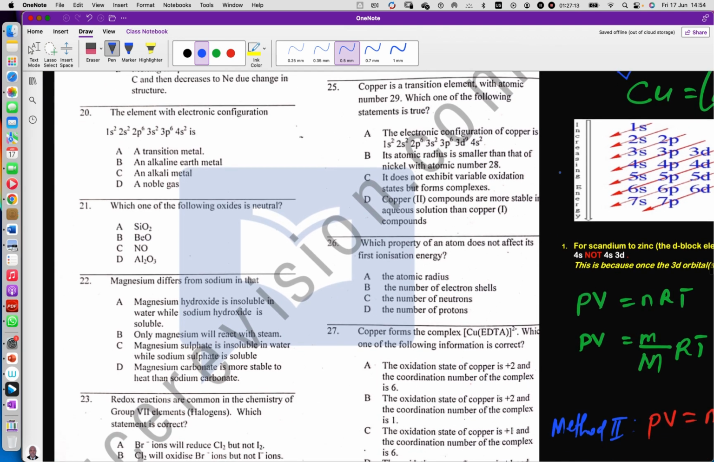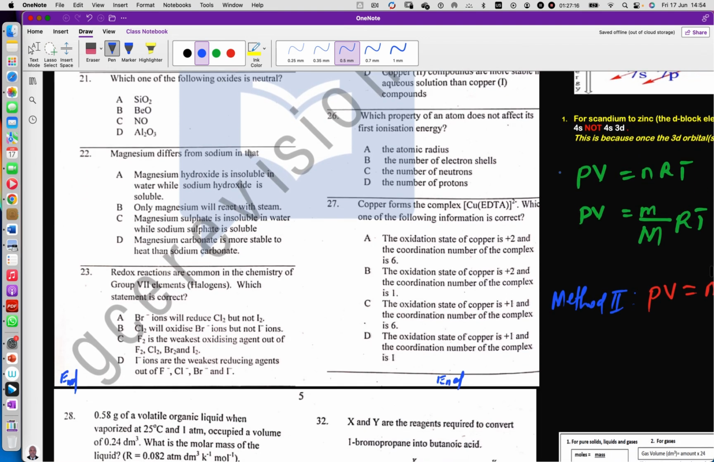It takes us to question number 26. Which property of an atom does not affect its first ionization energy? Remember that there are about 4 or 5 factors that affect the ionization energy of any atom. We have the distance from the nucleus to the outermost electrons. We have the screening, or shielding effect, of the inner electrons, which protects the outer electron from the attraction of the nucleus. We have the nuclear charge and other ones.